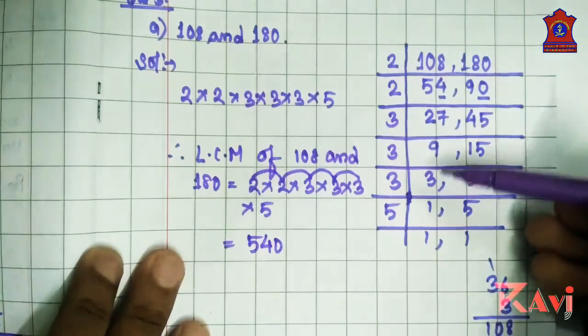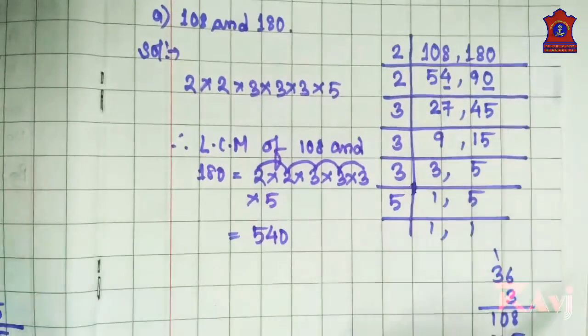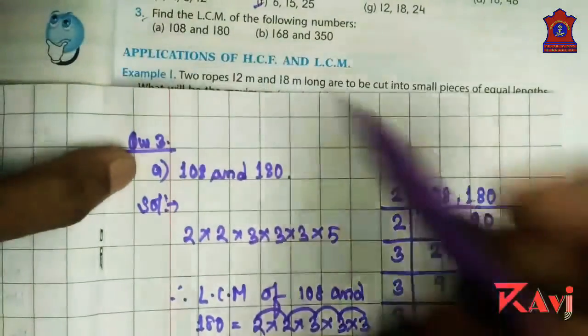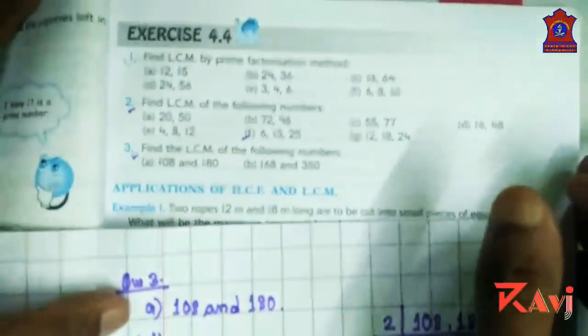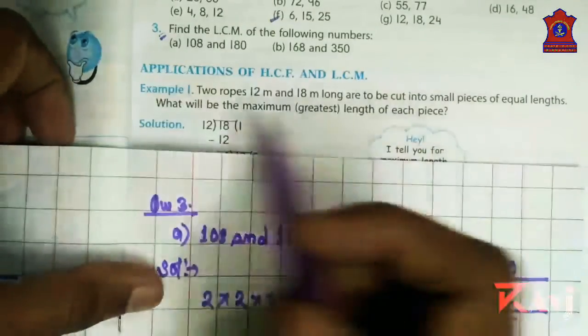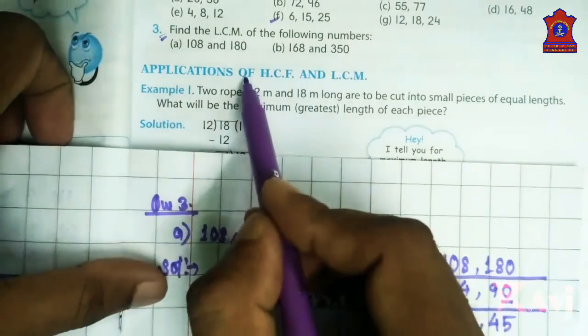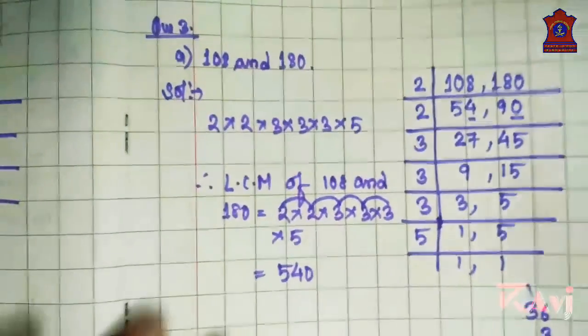Do it slowly. Once you are doing a question slowly and you understand the way of solving a question, you can easily solve any bigger number. Clear? So today we have completed question 2 and question 3 of exercise 4.4. In the next class, we shall start with applications of HCF and LCM. Applications of HCF and LCM in our daily life.